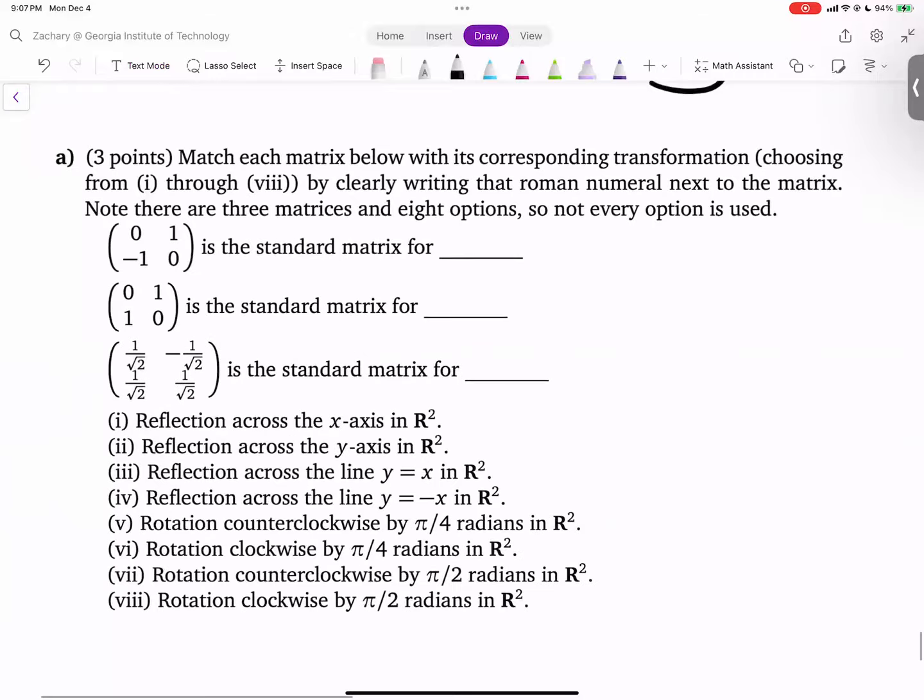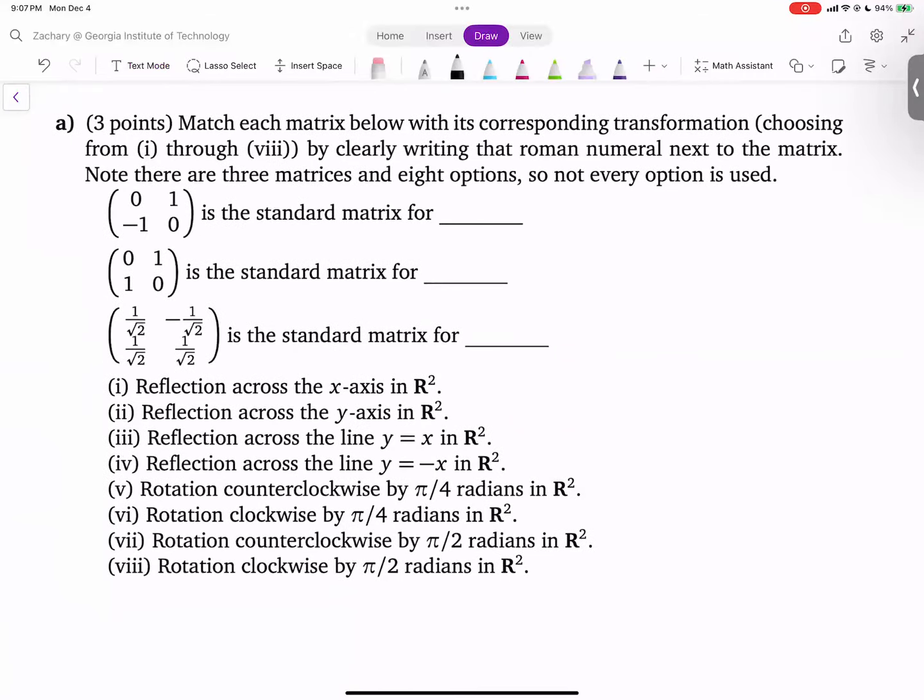All right. So it's a very common question, do you understand what projections are in general? Match each matrix with its corresponding transformation, choosing from I through VIII by clearly writing that Roman numeral next to the matrix. Note that there are 3 matrices and 8 options, so not every matrix is used. Okay?